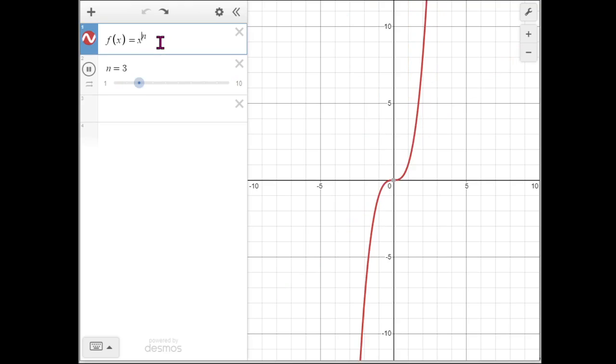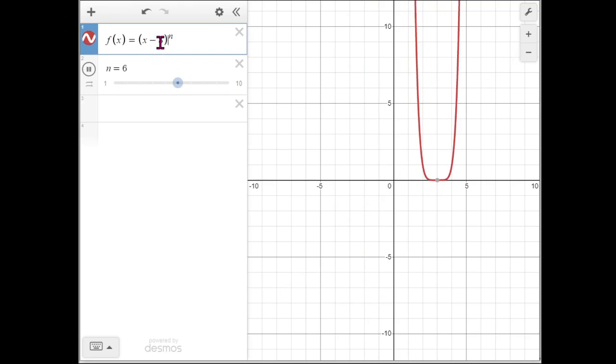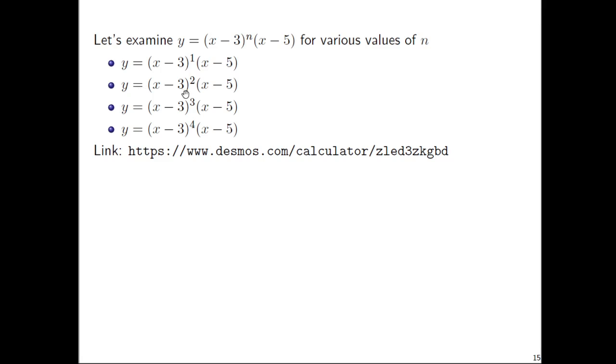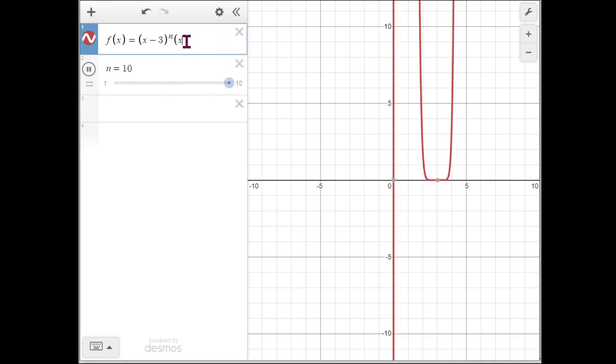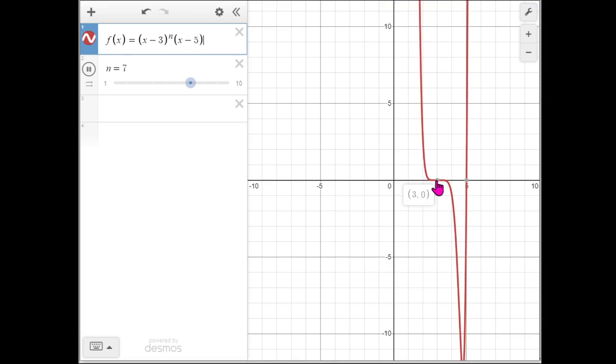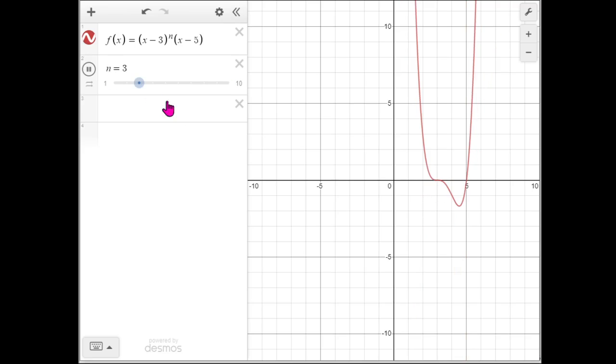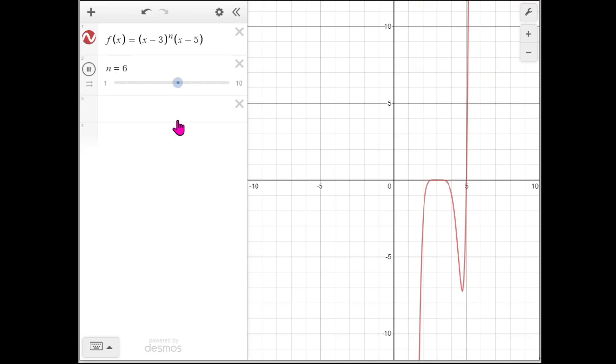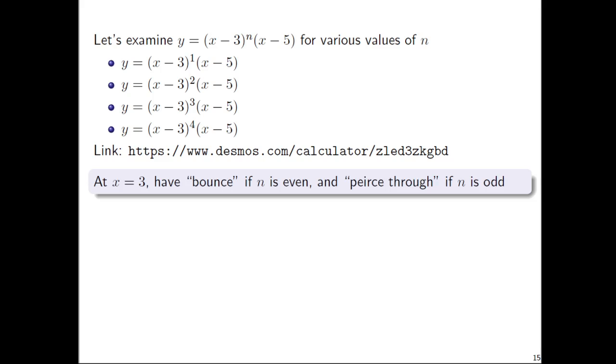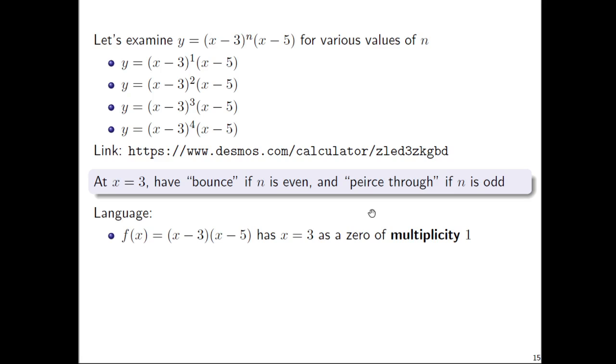Whoops. Let's do here x, what was it, x minus 3? I'm going to have to go back and look. Yeah, x minus 3 to the nth times x minus 5. Okay, so take a look right at 3, right here. See for various values of n how we either have a bounce or a piercing through. Sorry about the wrong link there. So at x equals 3, we have a bounce if n is even, and a pierce through if n is odd.